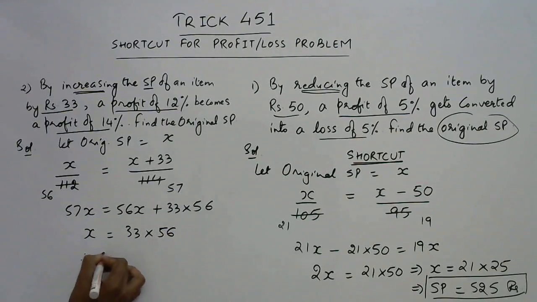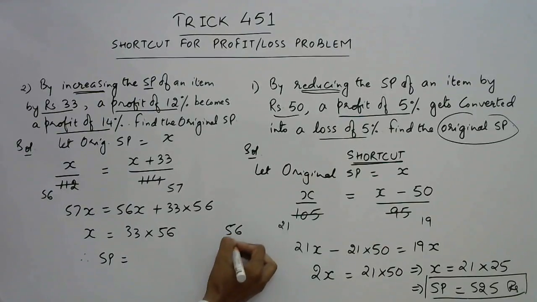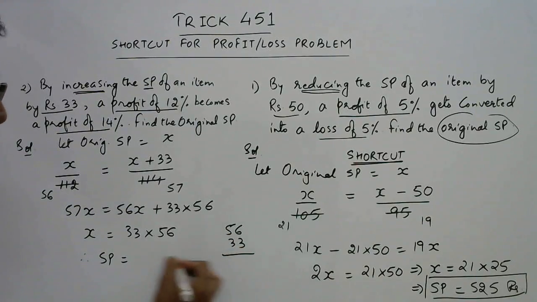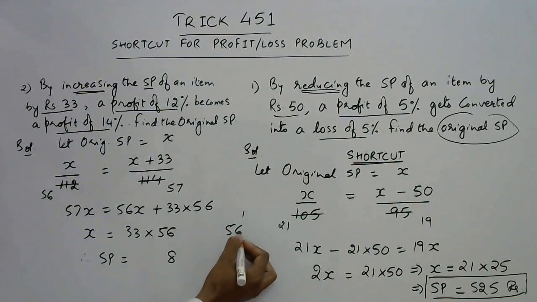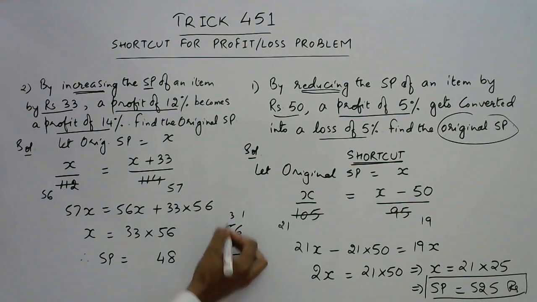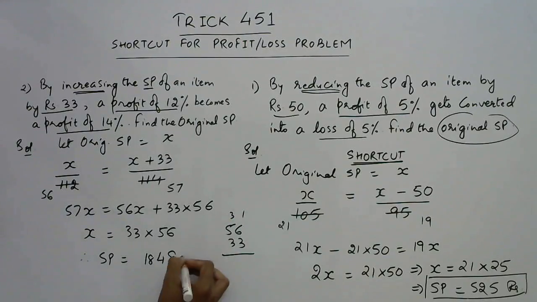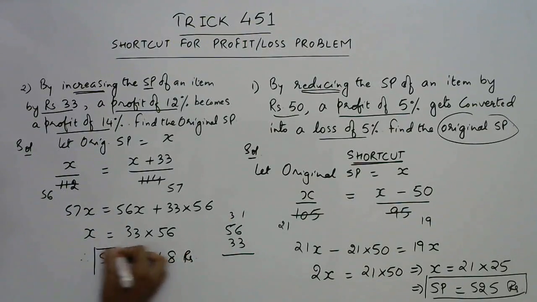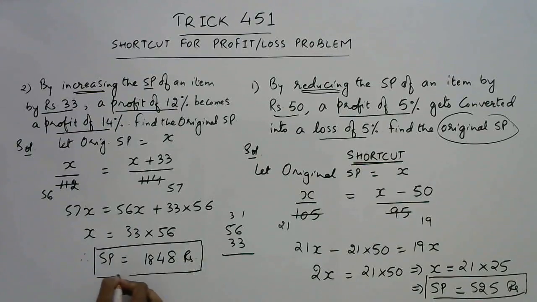Therefore the selling price of the item will come out by multiplying these. You can use the Vedic method here. 6 times 3 is 18, 8 and 1 carry. 18 plus 13, 18 plus 15 is 33, 34. 4 and 3 carry, 5 times 3 is 15 plus 3, 18. So 1848 rupees is the original selling price of the item.